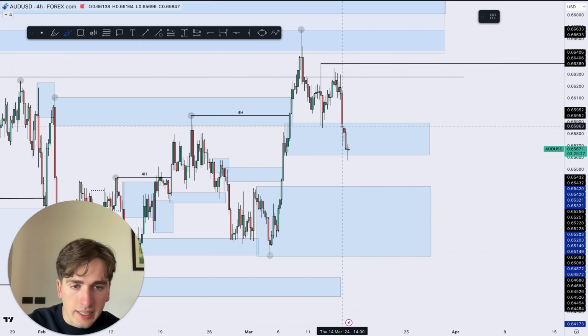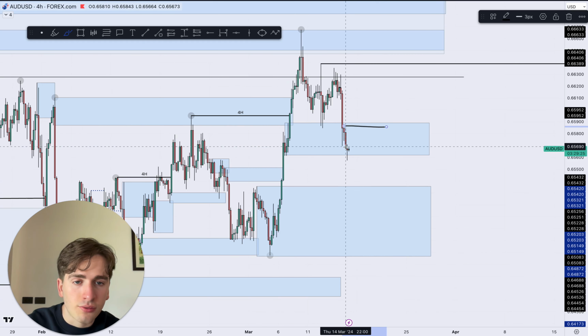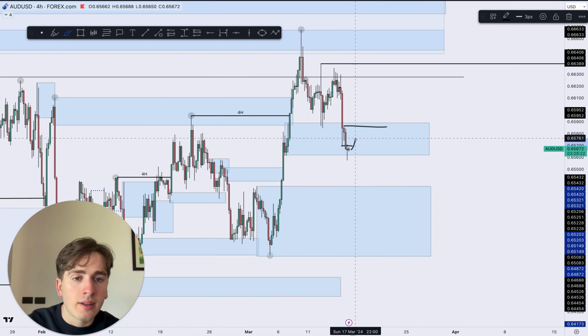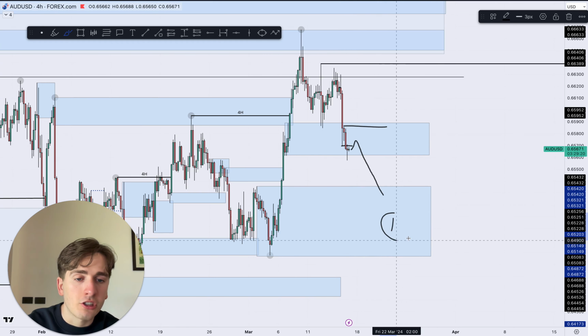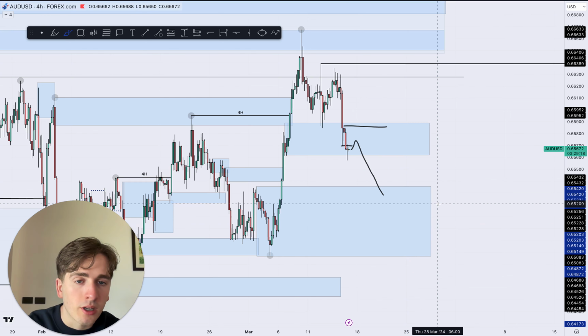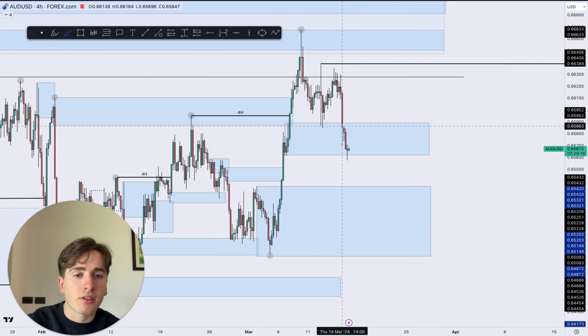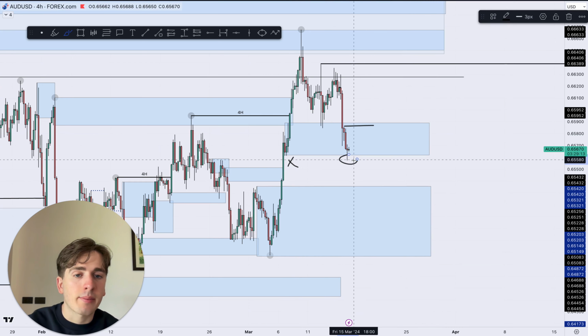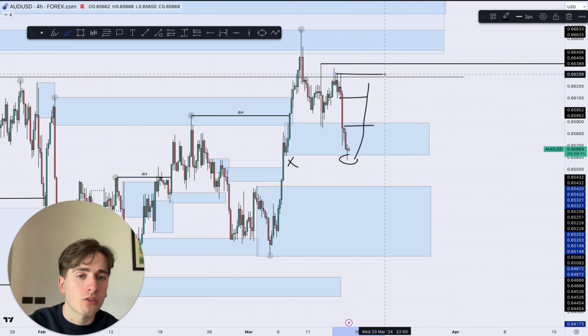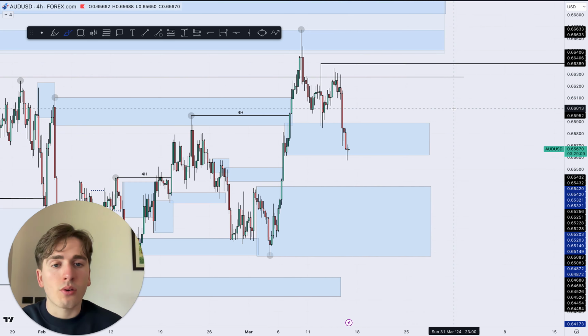It depends. If we respect this high, this is your fractal high which broke this fractal low, then we expect pretty much just downside continuation towards this area of demand over here. If we break this fractal high, maybe this was just a liquidity grab and then we could reverse up even higher towards over here. So that's it on Aussie dollar.